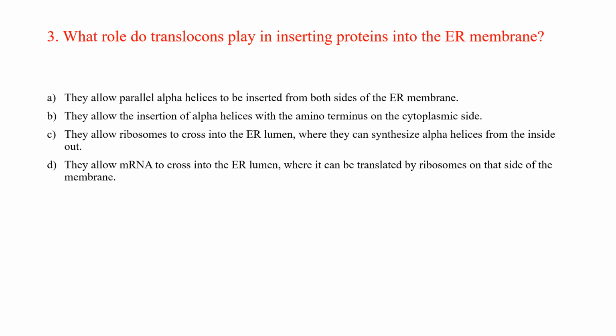Number 3, what role do translocans play in inserting proteins into the ER membrane? A, they allow parallel alpha helices to be inserted from both sides of the ER membrane. B, they allow the insertion of alpha helices from the amino terminus on the cytoplasmic side. C, they allow ribosomes to cross into the ER lumen, where they can synthesize alpha helices from the inside out. Or D, they allow mRNA to cross into the ER lumen, where it can be translated by ribosomes on that side of the membrane.